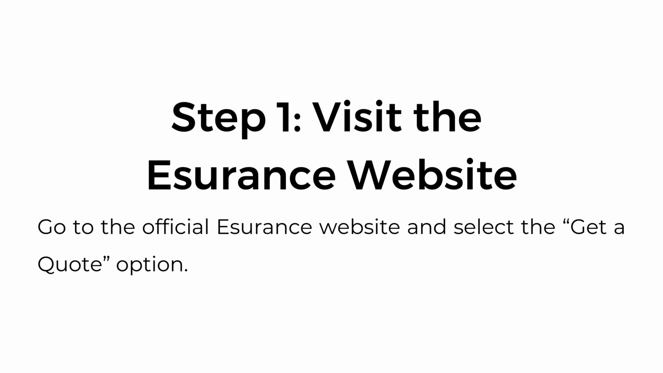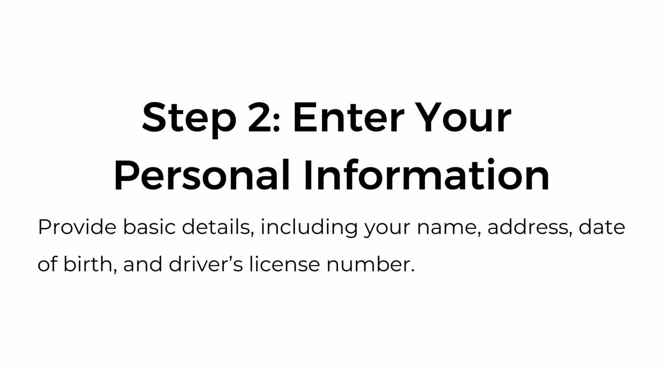Step 1. Visit the Esurance website. Go to the official Esurance website and select the Get a Quote option. Step 2. Enter your personal information. Provide basic details including your name, address, date of birth, and driver's license number.